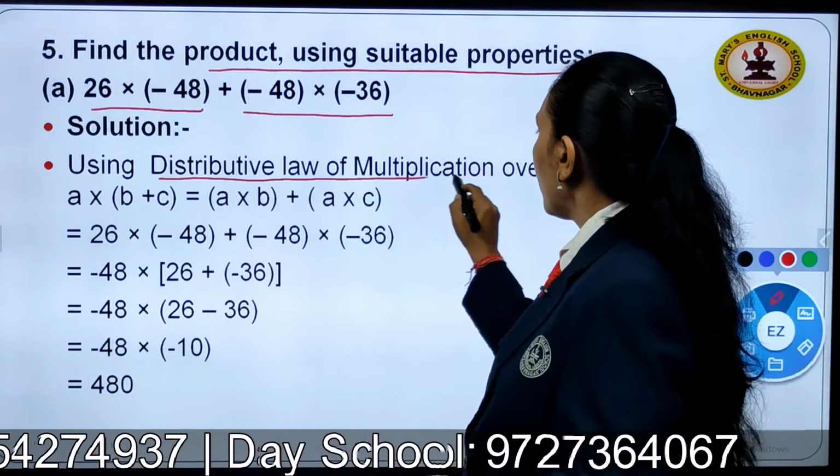Next, minus 41 into 102. Children, here I will use the distributive property of multiplication over addition. Now you will tell me, how is it possible here? It is possible. If I split this 102 as 100 plus 2, it is possible. So you can see here I have split the number 102 as 100 plus 2.